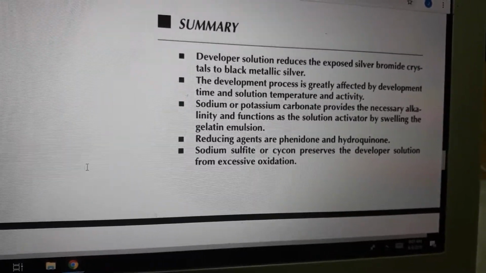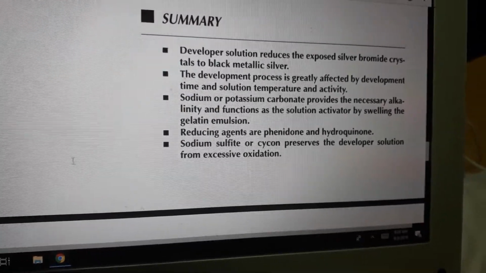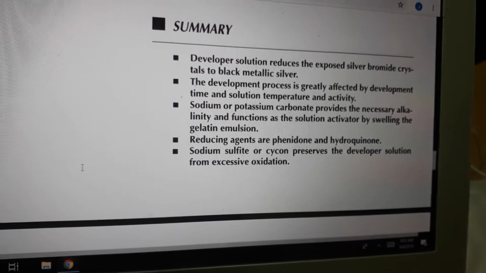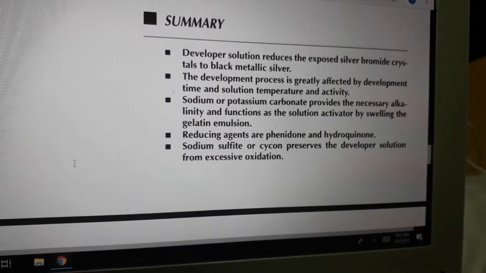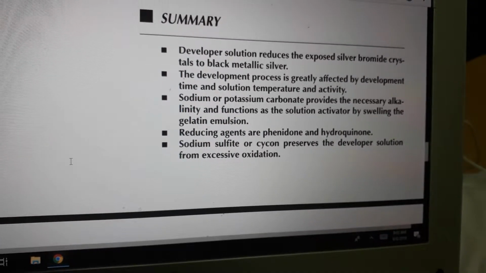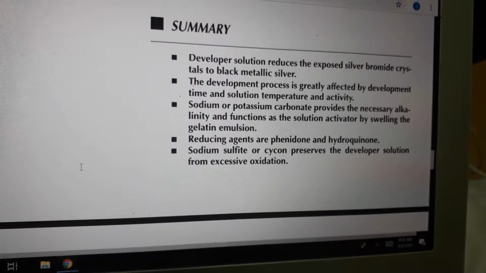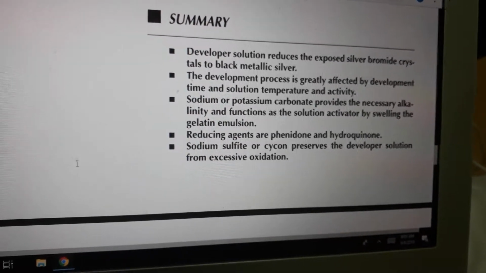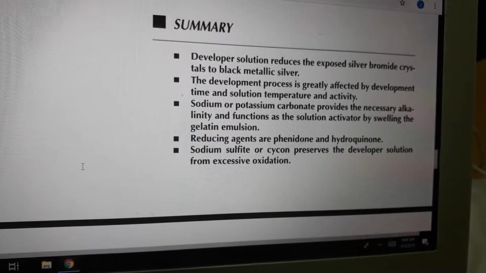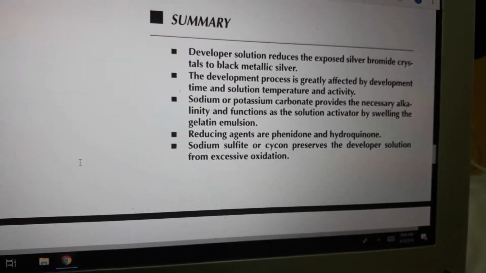temperature, and chemical activity. The sodium or potassium carbonate provides the necessary alkalinity and functions as the solution activator by swelling the gelatin emulsion. The reducing agents are phenidone and hydroquinone. Sodium sulfite preserves the developer solution from excessive oxidation.